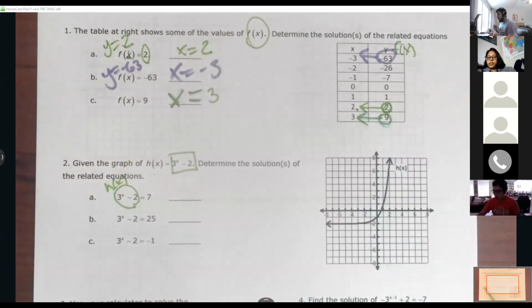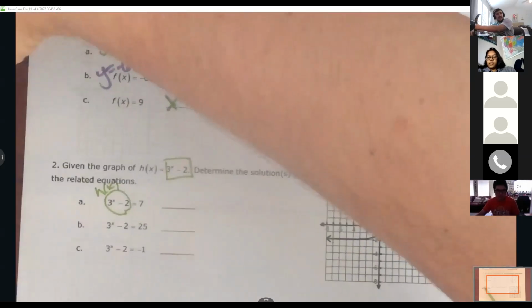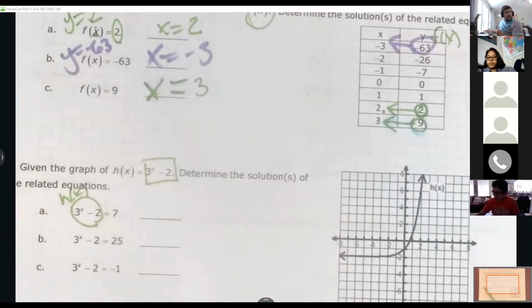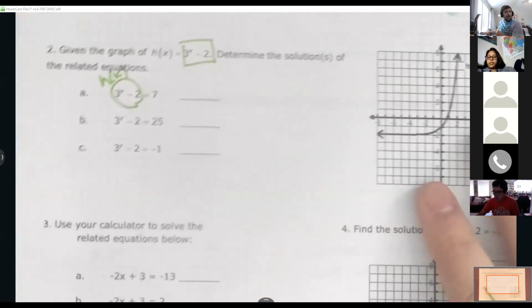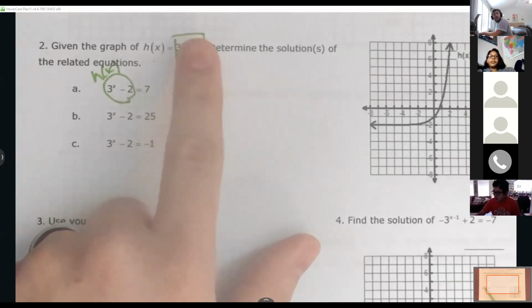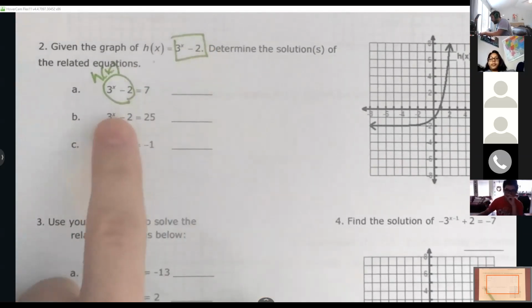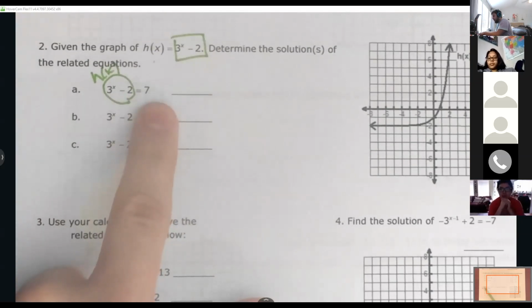Mr. Pop, is that a 3 squared on that problem? What does it say right there? It's 3 to the x power. Let me zoom in a little bit more. So 3 to the x power? Okay, 3 to the x power minus 2. And then what this is saying here is our equation, 3 to the x power minus 2 equals 7.